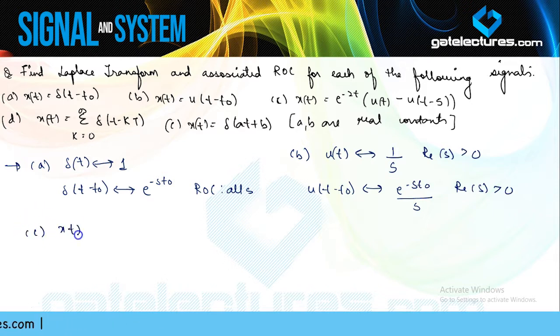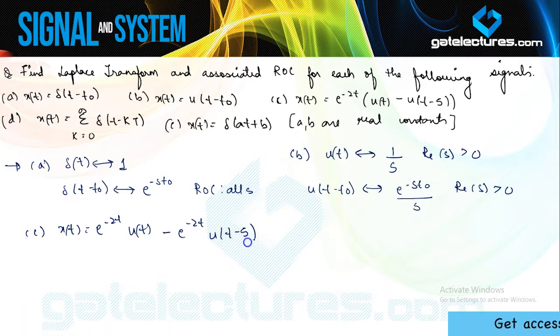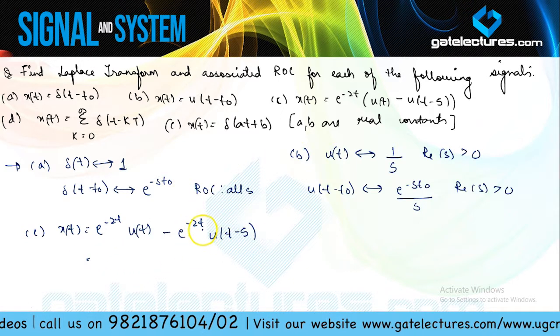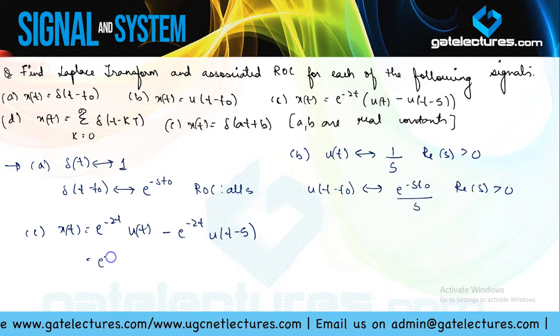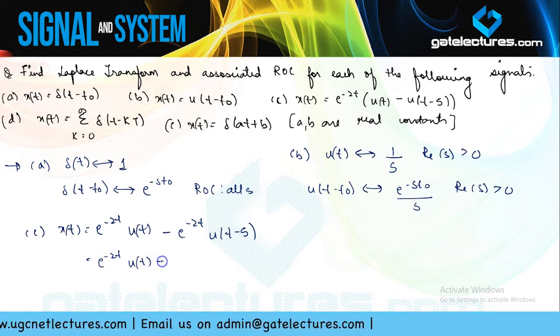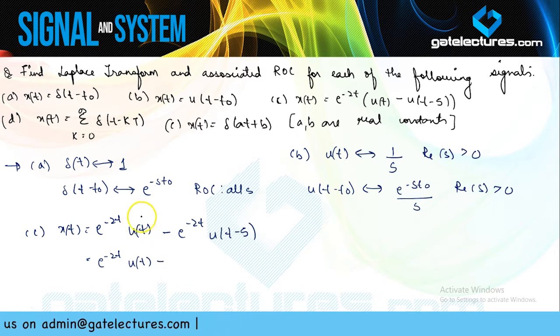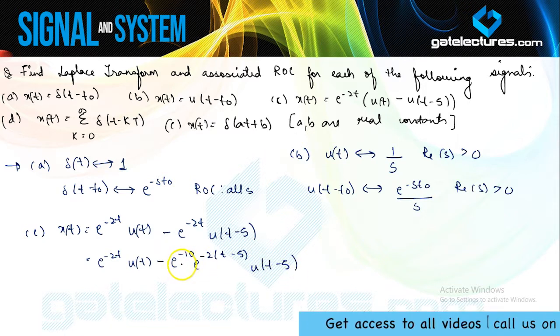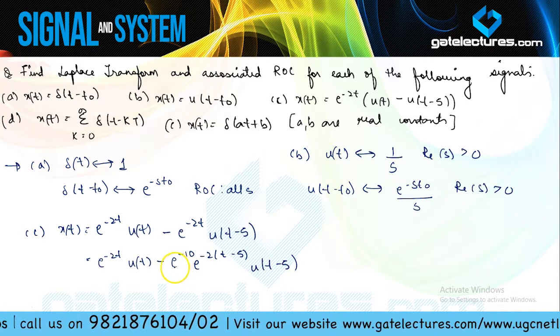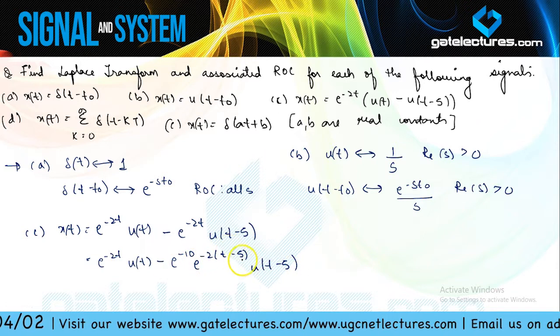So I'm just rewriting this, I'm just opening the bracket. This is going to become e to the power minus 2t into u(t) minus e to the power minus 2t into u(t minus 5). Okay, so now just to ensure that there is a similar shift in both the time arguments in this signal, what can I do? I'm just multiplying and dividing with e to the power minus 10. So I can write this as e to the power minus 10 into e to the power minus 2 into (t minus 5) u(t minus 5). Just multiplication and division with e to the power minus 10. Right? Why? Because I needed this argument to become the same.